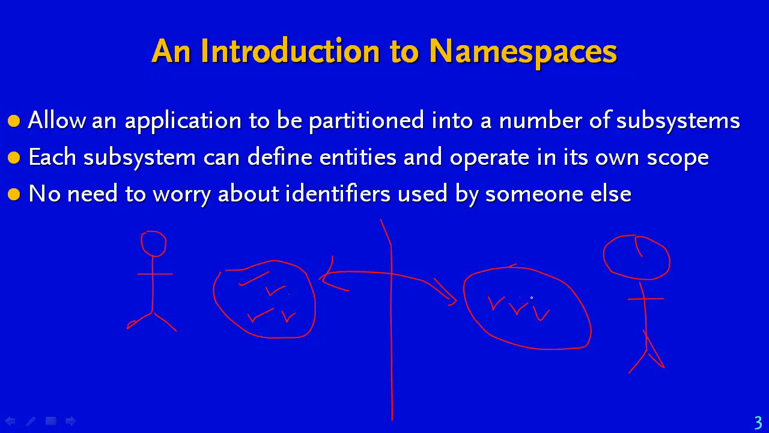So namespaces correspond to subsystems. Using namespaces is a compile time option, so you can't change namespace at runtime as such. So it's not like class polymorphism.